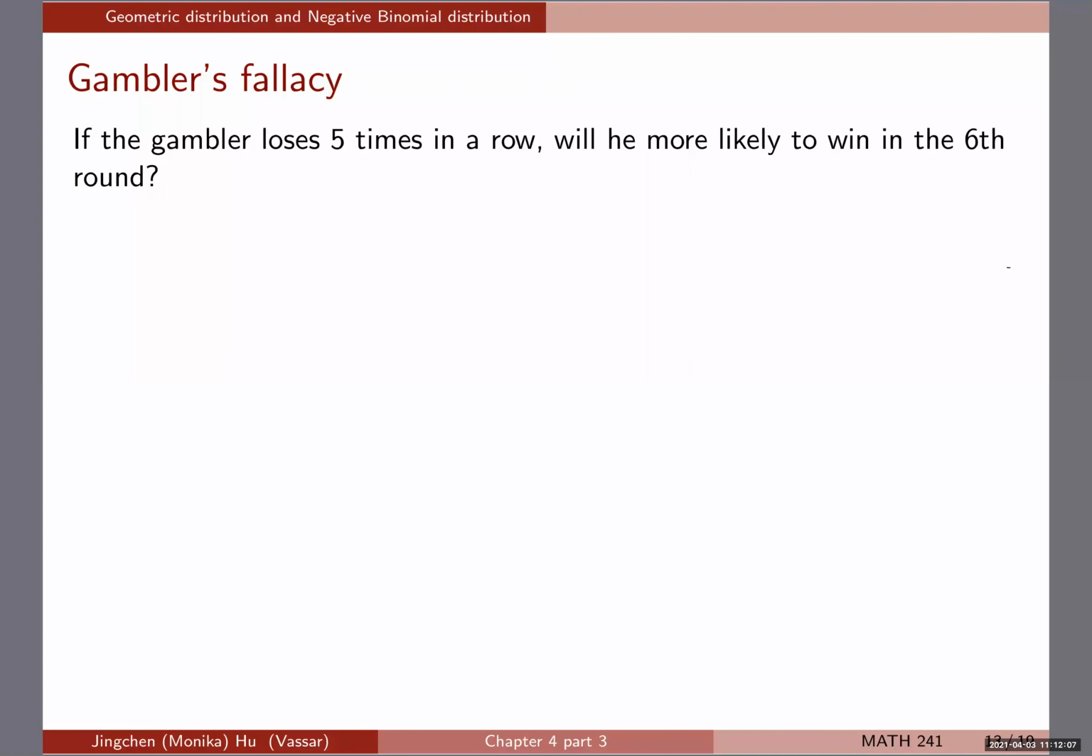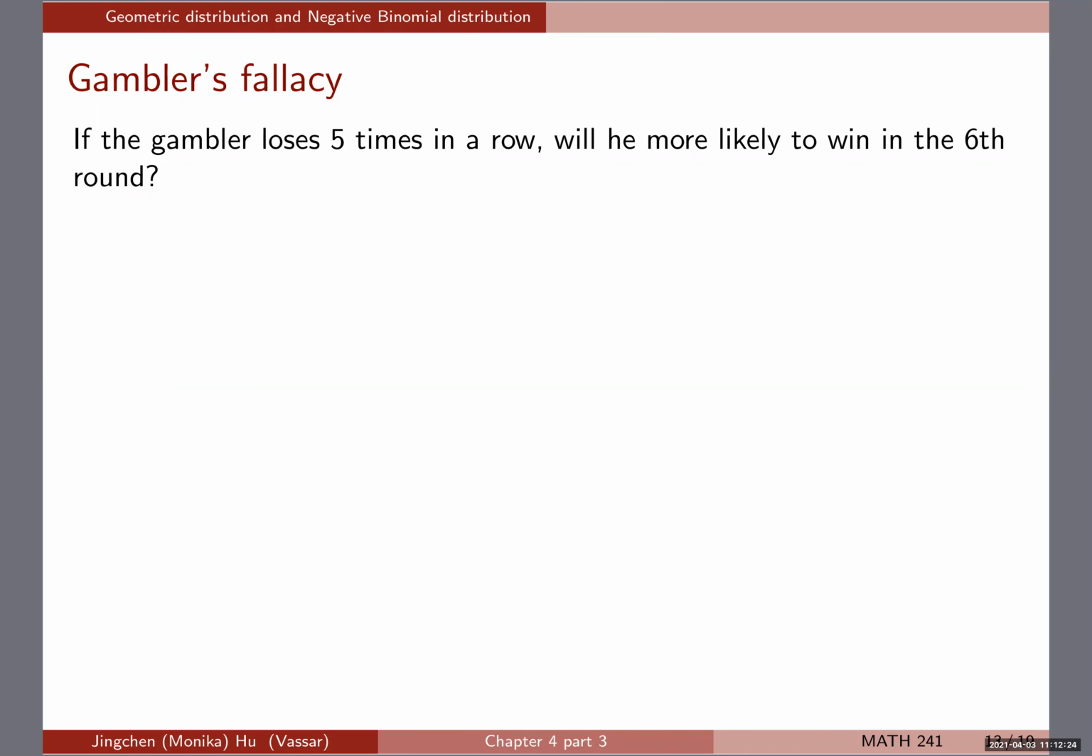So the geometric distribution has one other very important property that we're going to cover, and in particular, we're going to cover what we call the gambler's fallacy. So if the gambler loses 5 times in a row, will he be more likely to win in the 6th round?